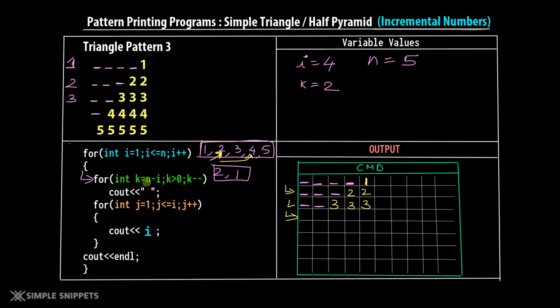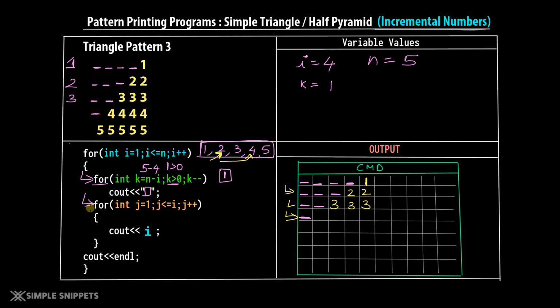When I becomes 4, you'll go inside the outer for loop, you'll say k equals to n minus I. N is nothing but 5. I has become 4, so 5 minus 4, you'll say 1. So k has become 1. And your condition is k has to be greater than 0. So 1 is greater than 0, yes. But you're saying k minus minus, so in the next iteration k will become 0. So k can only take the value 1, because once it becomes 0, this for loop will stop working. So this for loop will run only 1 time, so 1 space is going to be created.